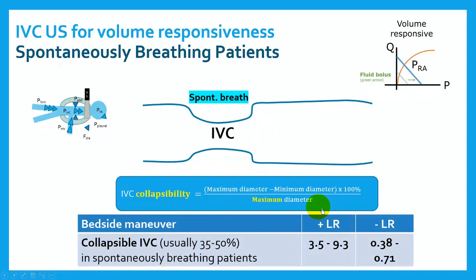Formula is here. And collapsibility, usually defined as 35 to 50% in spontaneously breathing patients, also portends a pretty significantly helpful positive and negative likelihood ratio for volume responsiveness. Now, these are the ranges reported in the literature, and there's a bit of a range, again, because patients have different physiology, right? Some patients have significant swings in pleural pressure, and some don't. And those that don't have big swings and have this huge collapse in their IVC are likely to be much more volume responsive than those that are having only collapse with really big swings in pleural pressure.